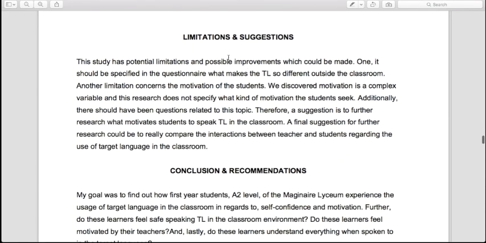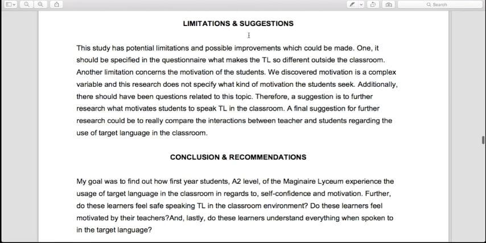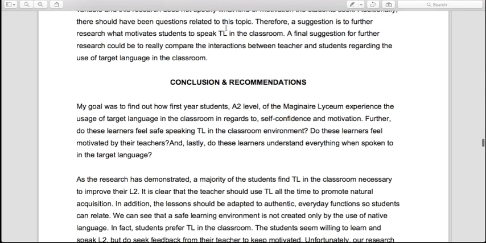Now here they've included a bit about, well, what were the kind of limitations? What could the study, the research not do? And what could they improve? So, the author says, oh, I could do this in the questionnaire and make that different. I could further research this. There should have been questions on this topic. So this is also important to include as an author.